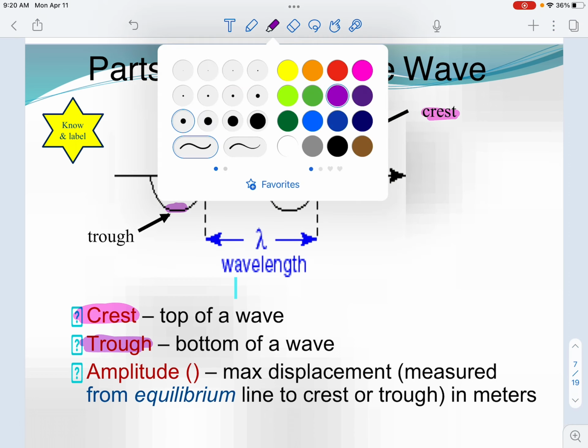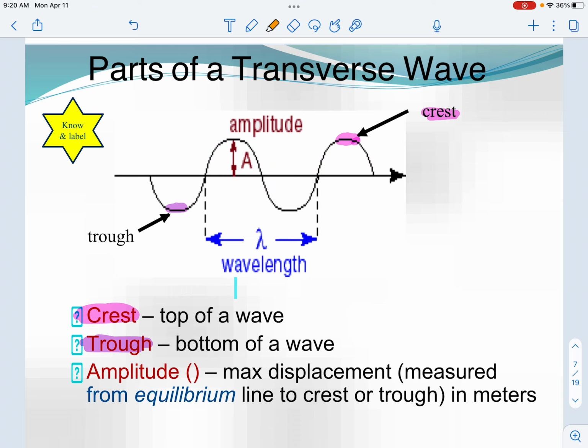Then we have our amplitude. And our amplitude, once again, is going to be a maximum displacement. So we have to measure from this highest point up to that equilibrium or neutral line, which is drawn for us in this picture. So amplitude cannot be measured here because that is not a maximum position.